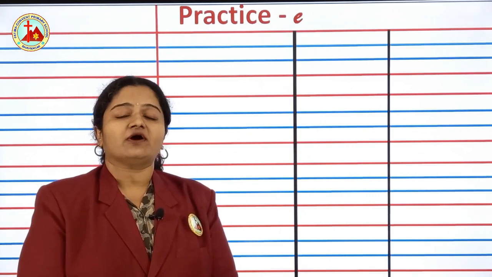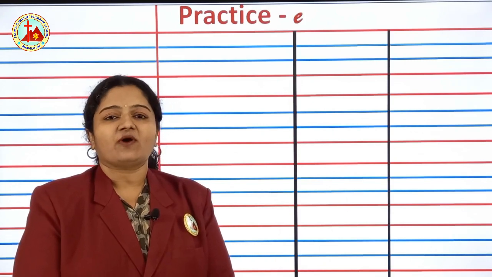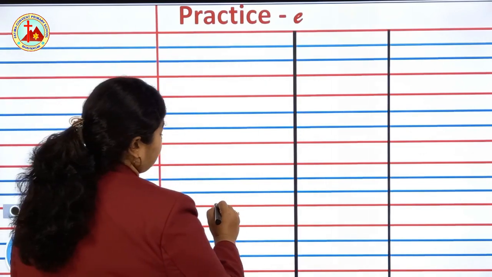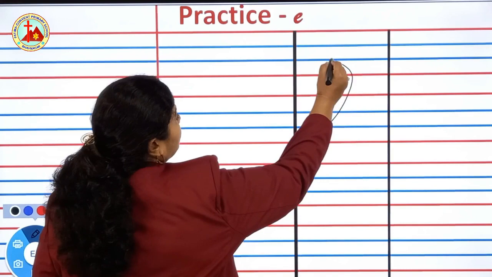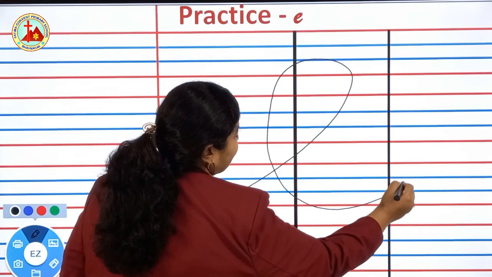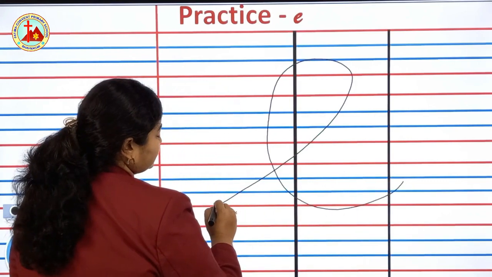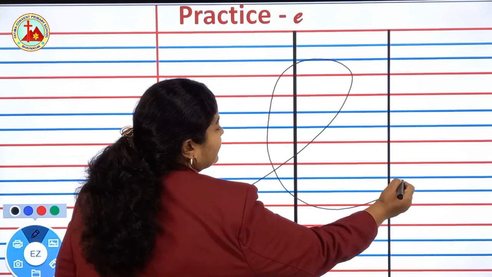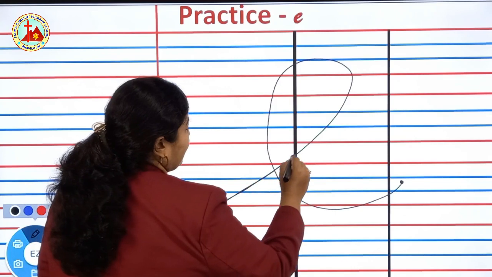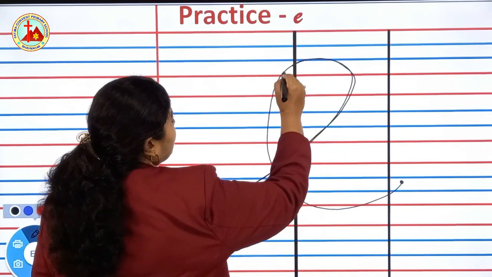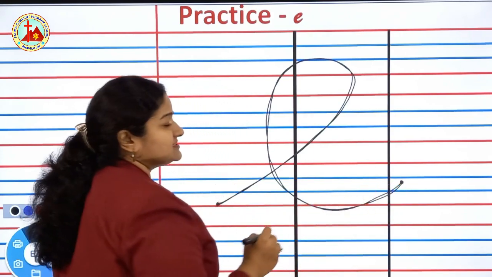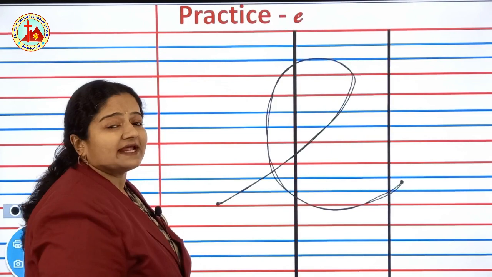Now I will show you the correct formation of E. Then you have to write in your book. So children, pay attention and look here. Slant line, go on top, come back and E. You have to start from here children. Yes, and you have to end here. But the correct formation is slanting line, go on top and come down and here. This is the correct formation of cursive letter E.